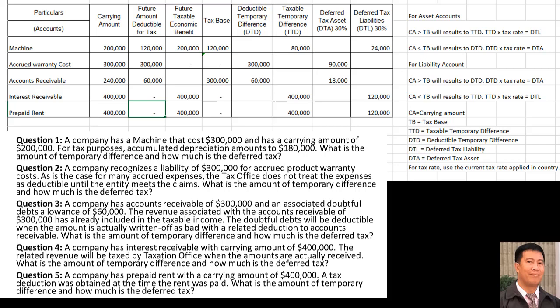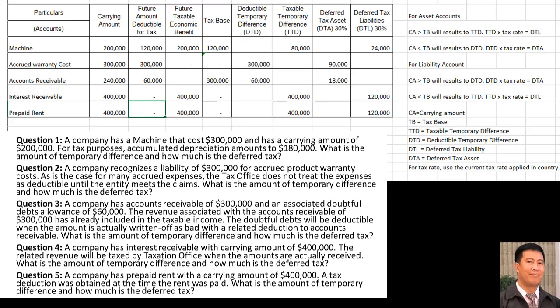Now, is the carrying amount greater than or less than the tax base? Less than. So we will use this difference between carrying amount and tax base, which results in a deductible temporary difference. Then the deductible temporary difference multiplied by the tax rate of 30%: 60,000 multiplied by 30% gives $18,000. So that will be under deferred tax asset.